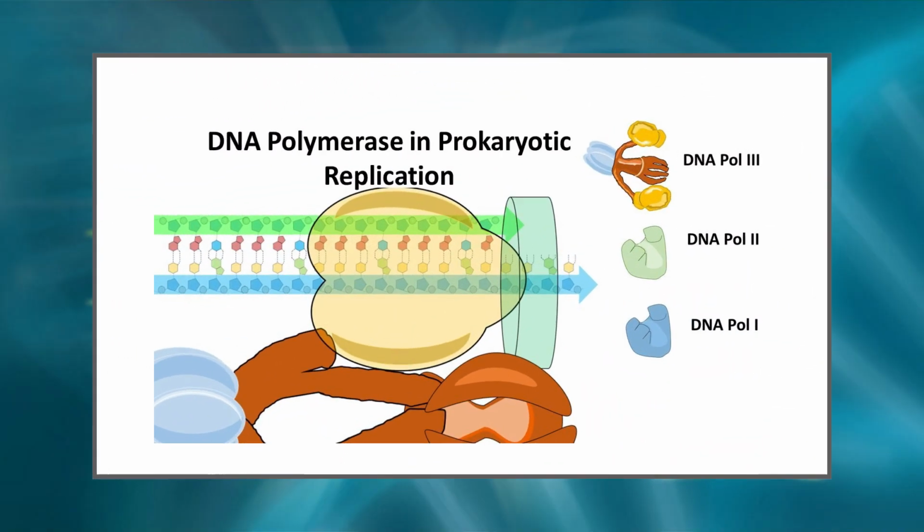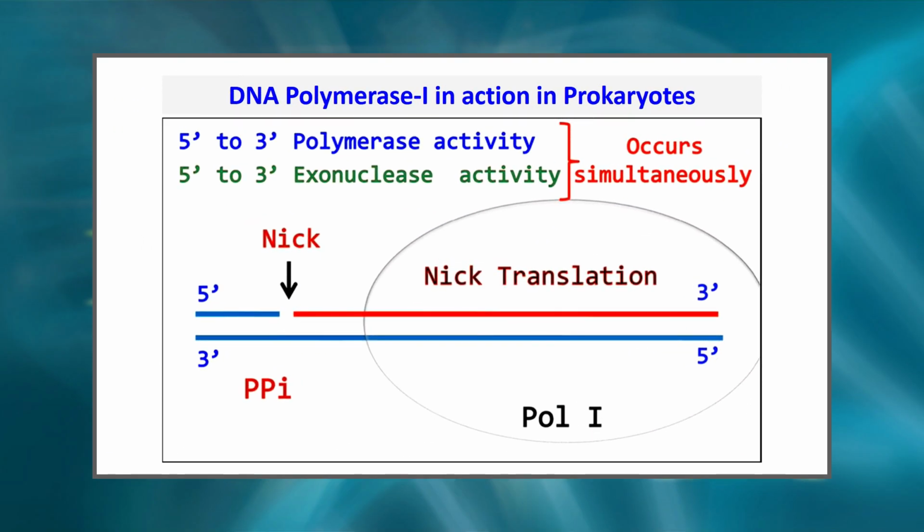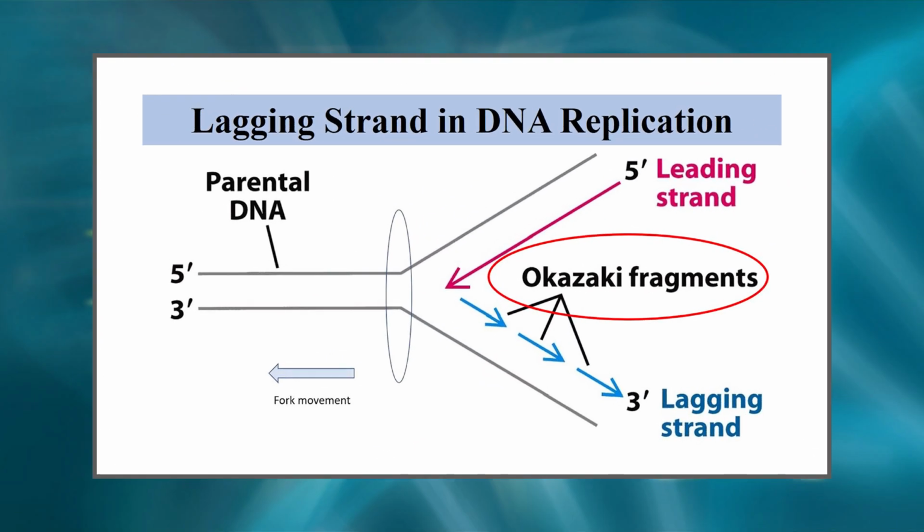DNA polymerase is of many types and its functions are based on the cell it is found in. In prokaryotic cells, there are 3 DNA polymerases: DNA polymerase 1, DNA polymerase 2, and DNA polymerase 3. DNA polymerase 1 is a repair polymerase with 5' to 3' and 3' to 5' exonuclease activity. It is involved in the processing of Okazaki fragments during lagging strand synthesis.